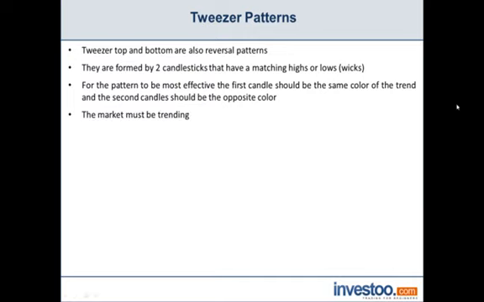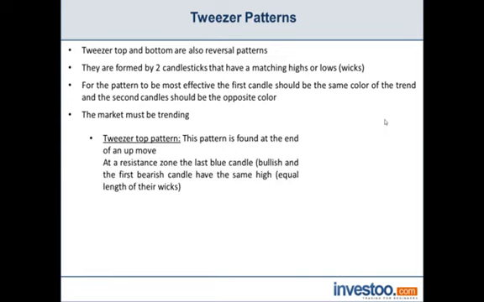The market must be trending. These patterns, because they are reversal patterns, don't work in ranging markets. Now let's go to the tweezer top pattern. As we said before, this pattern is found at the end of an up move. At a resistance zone, the last blue candle, or bullish, and the first bearish candle have the same high, equal length of their wicks. Now let's go through an example of a tweezer top pattern.